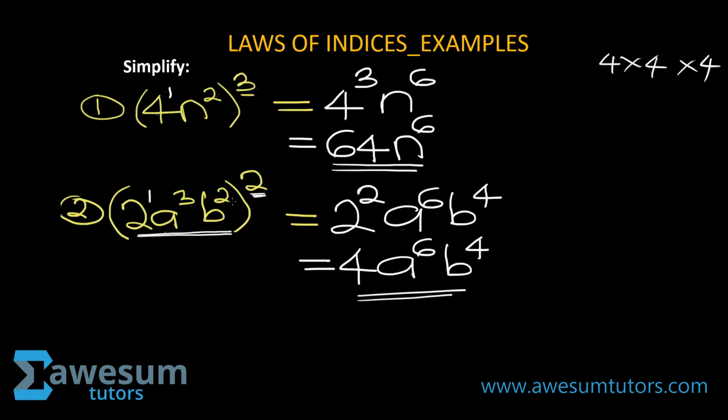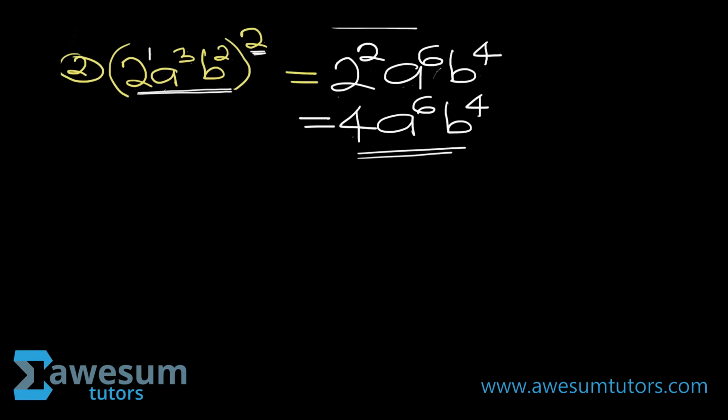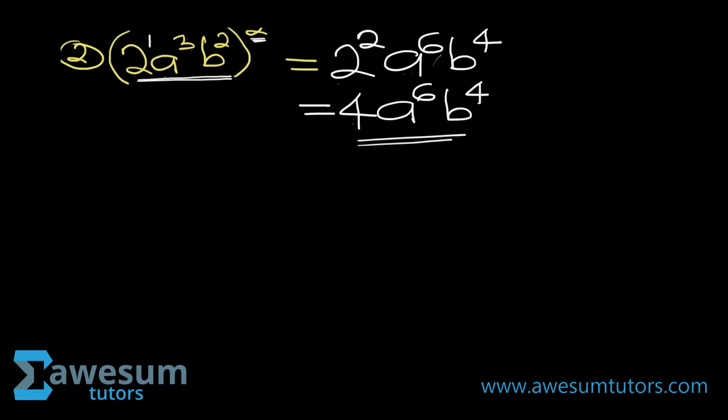b raised to the power of 2, which is then raised to the power of 2, means you would say 2 times 2 is 4. So I have b raised to the power of 4. Now 2 raised to the power of 2 gives me 4, because 2 times 2 is 4. a raised to the power of 6, and then b raised to the power of 4. Very good, guys. Let us look at more examples right here.